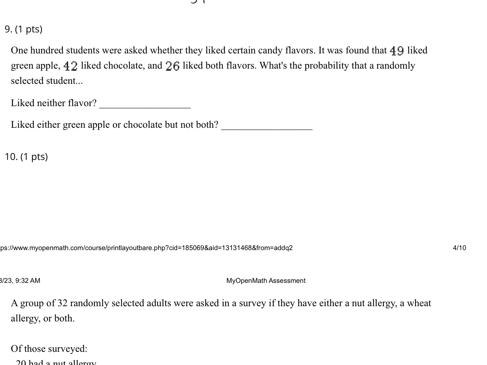100 students were asked whether they liked certain candy flavors. It was found that 49 liked green apple, 42 liked chocolate, and 26 liked both. What's the probability that a randomly selected student liked neither flavor, and then liked either green apple or chocolate but not both?